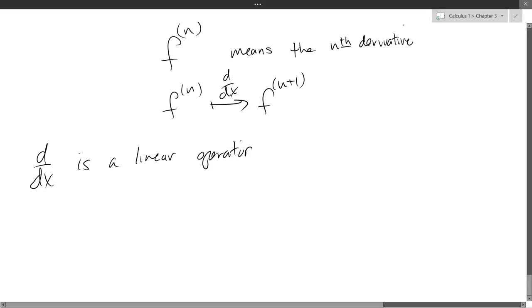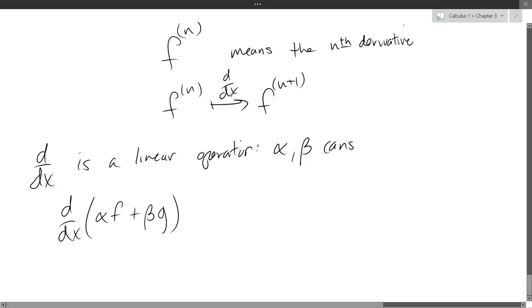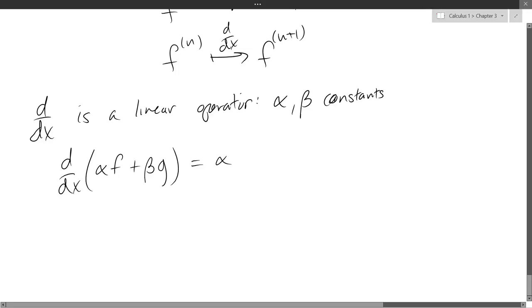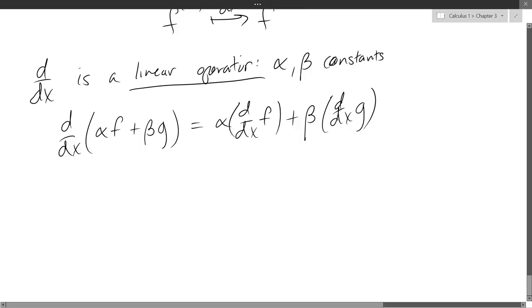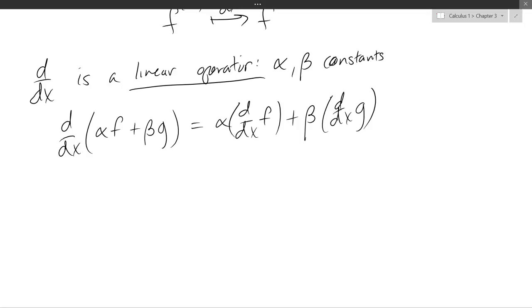So ddx is a linear operator. What that means? Alpha and beta are constants. This is alpha ddx of f plus beta ddx of g. So you can split up derivatives over addition and multiplication. And that's what it means to be a linear operator. Now, if you didn't take linear algebra, you don't need to worry about that. And if you did take linear algebra, you still don't need to worry about that. But this just comes from the constant multiple rule and the sum rule. You get the linear operator properties.